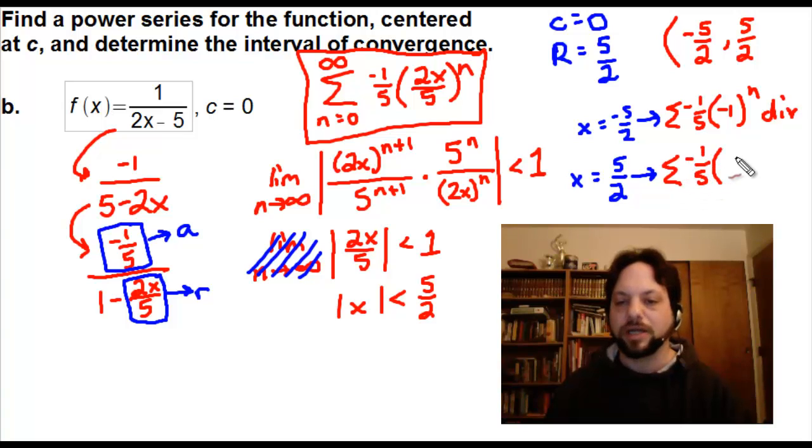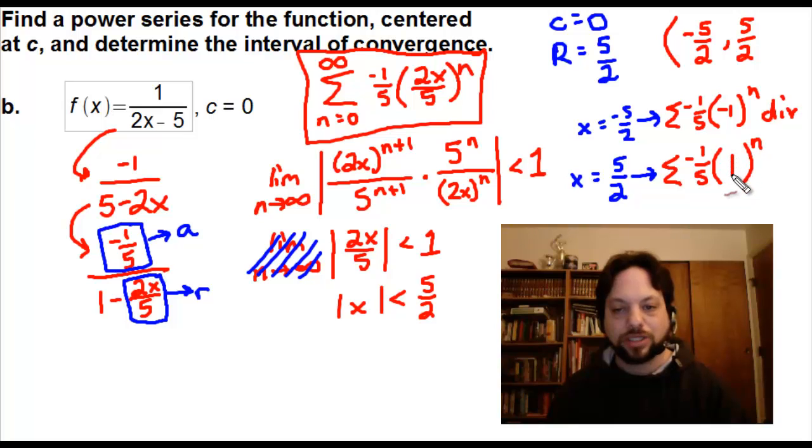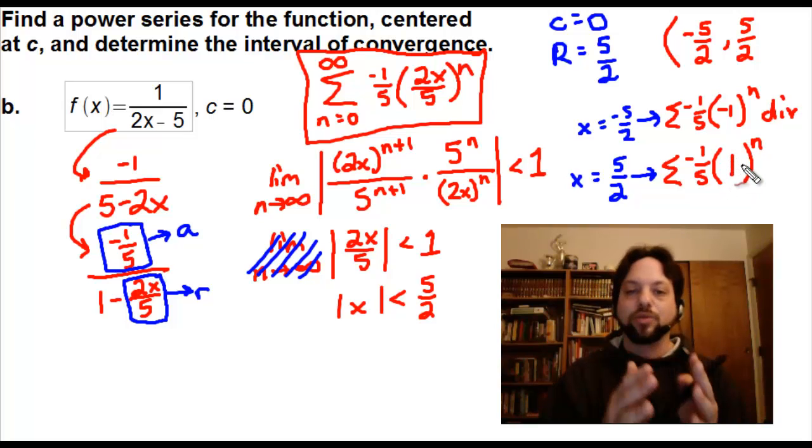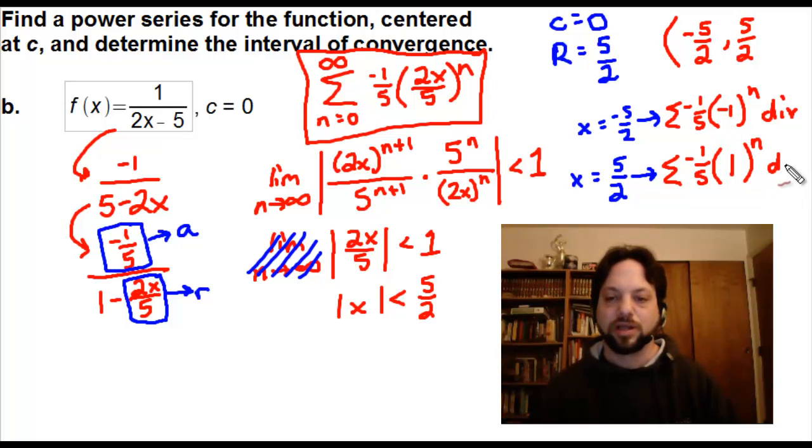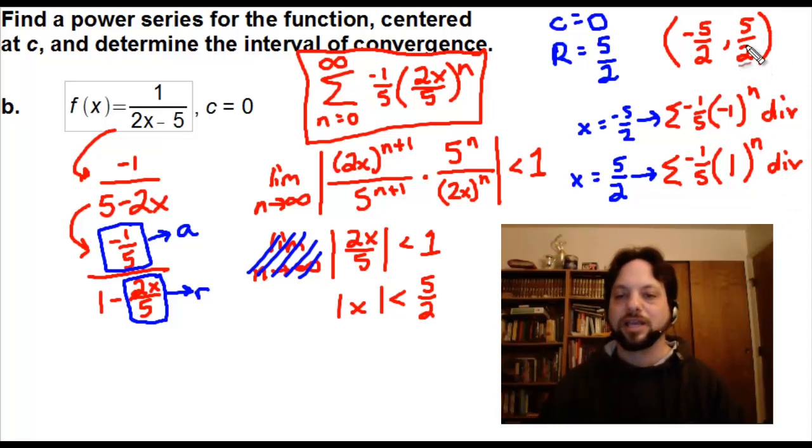We still have a, but when I plug 5/2 in for x, look what happens. Wow, my ratio just becomes 1. And when the ratio of a geometric series is 1, what can we say about that series? Same as we said when it was -1. This series is also going to diverge. So, here is my interval of convergence.